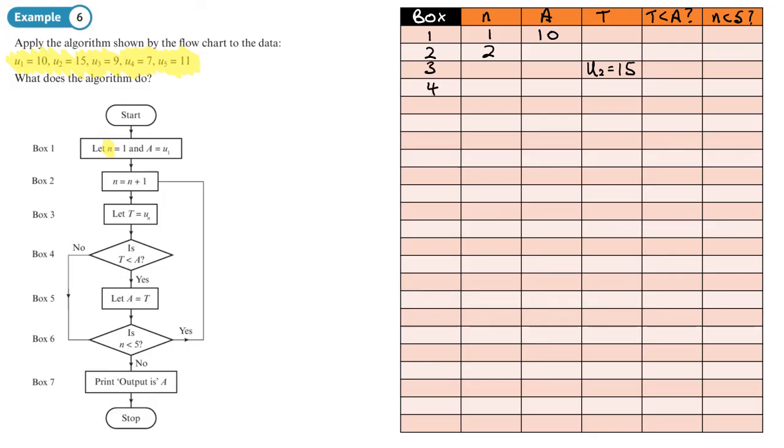Box 4. Is T less than A? The answer to that is no. So we don't go to 5, we jump to box 6.